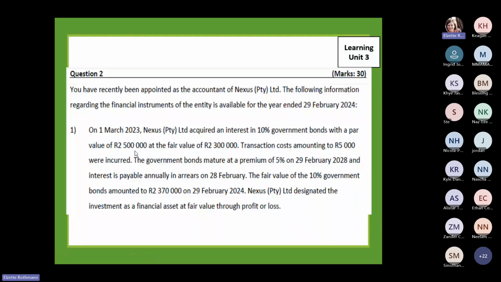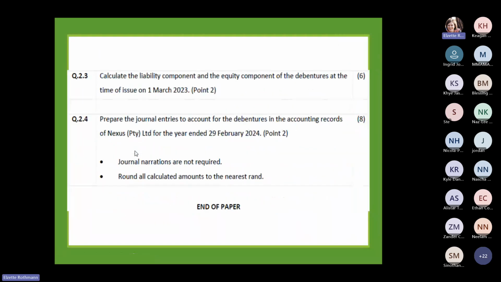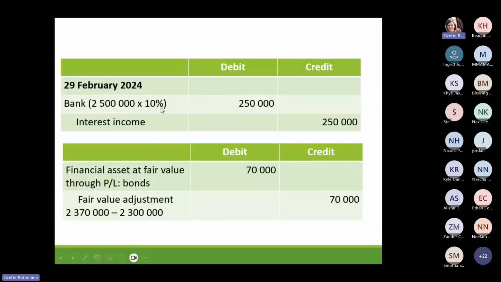Okay, so you use the par value of 2,500,000 times 10%, and then we get the interest income amount. Okay, so we debit bank with 2.5 million times 10%, and we credit interest income.